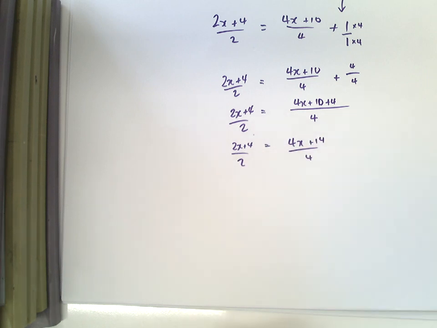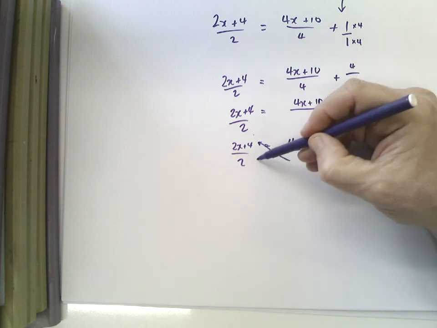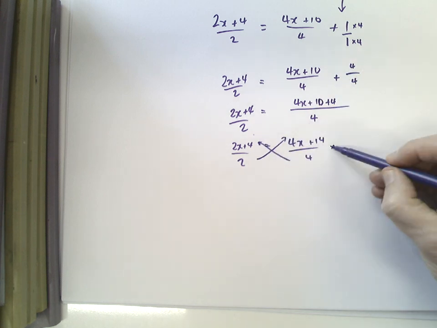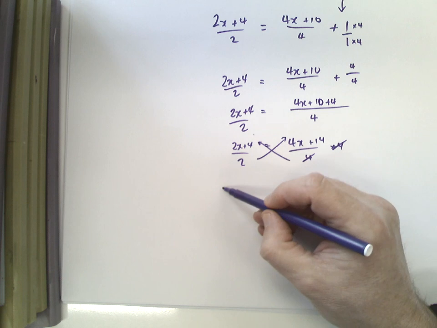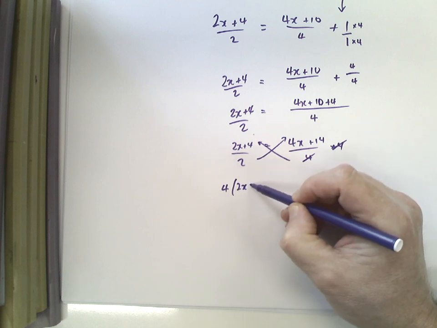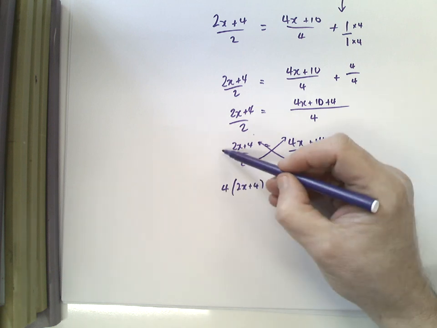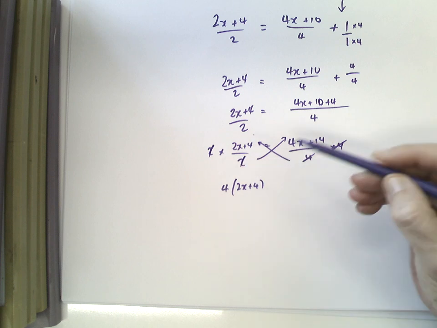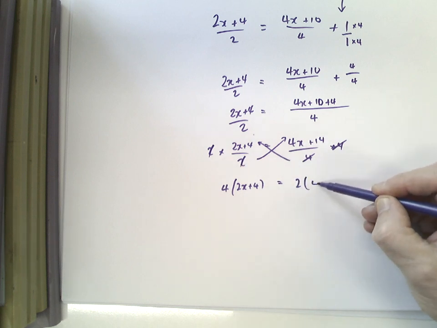Now, unlike the last question that I just did a minute ago, this is an equal sign. So I can actually cross multiply. So times this side by 4 to get rid of this 4, I can times that side by 4 as well. And then I can times this side by 2 to get rid of this 2, and then times the other side by 2.